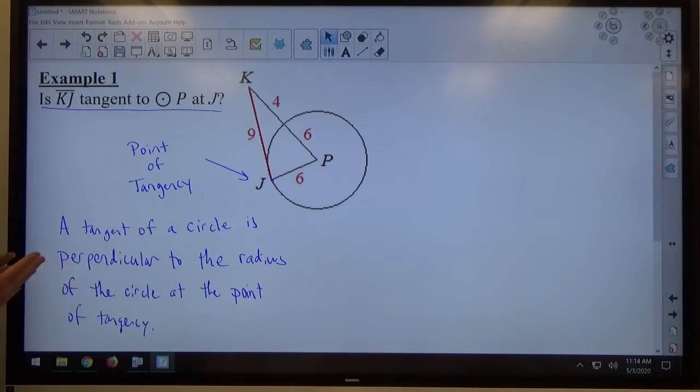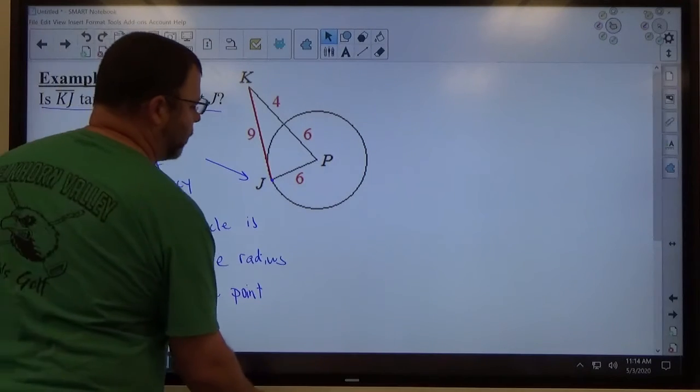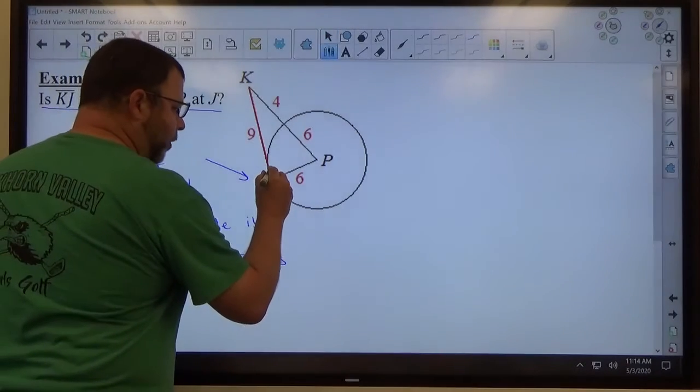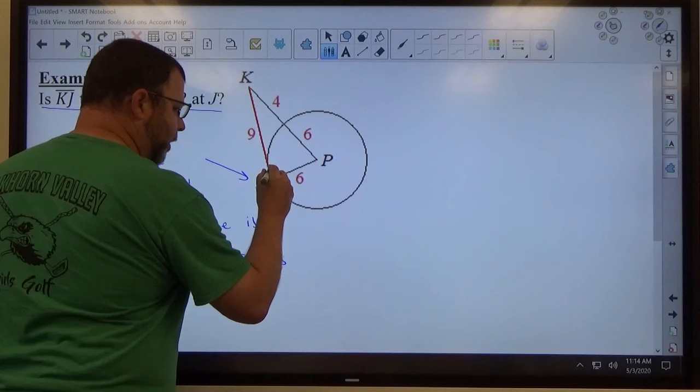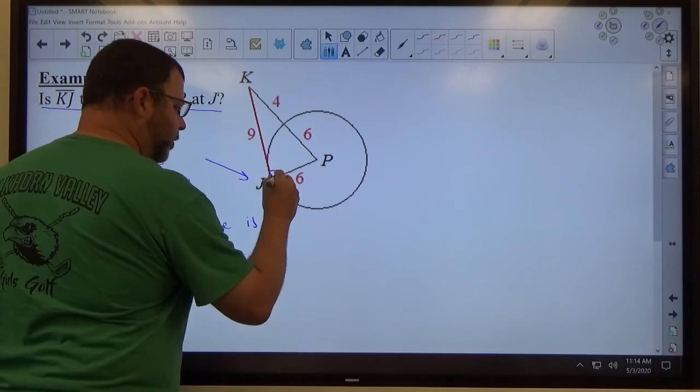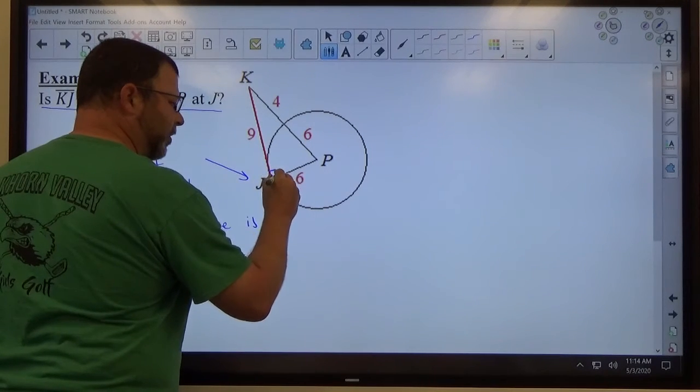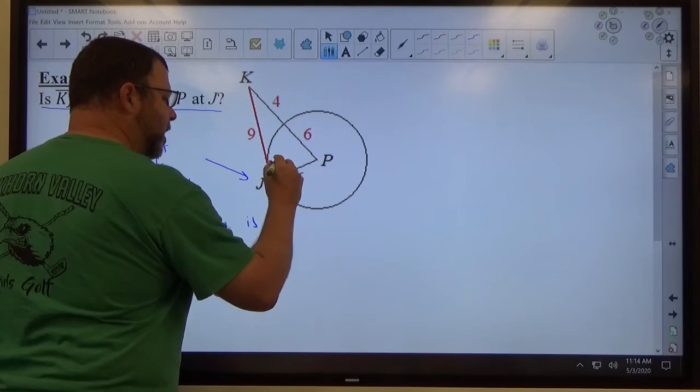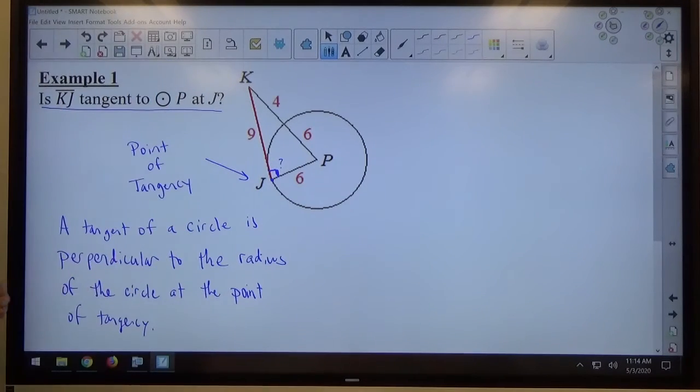So what this is saying is, in order to determine whether or not this segment KJ is tangent to the circle, we have to ask ourselves if this angle right here is a right angle. So I'm going to put a right angle picture here. Again, figure not drawn to scale. It doesn't look like a right angle, but maybe it is. I'll put a little question mark there. Maybe it is, maybe it isn't.